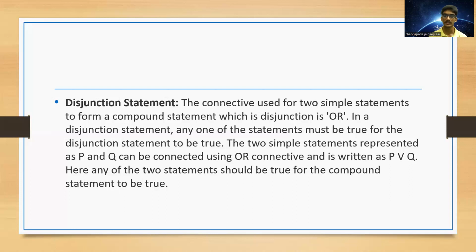Here, any of the two statements should be true for the compound statement to be true. So, for the disjunctive statement to be true, at least one of the two statements should be true to give the output of the disjunctive statement as true. So it is about the disjunctive statement.